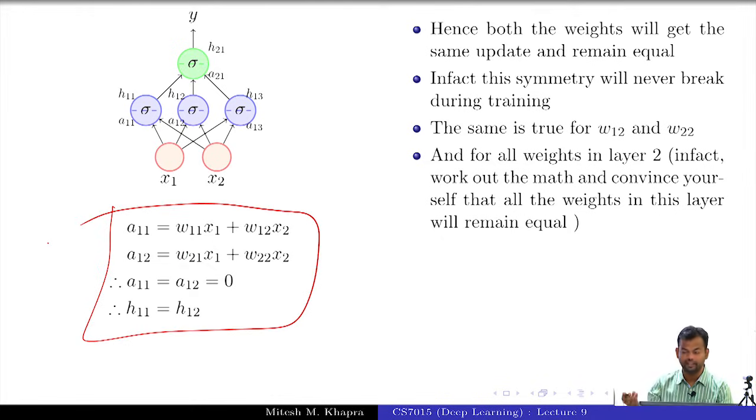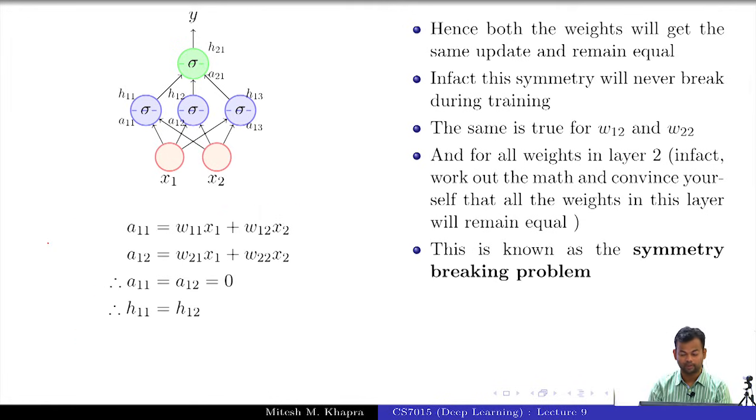And you'll see that all of them, if you initialize them to 0, are going to remain equal. Okay, this is known as the symmetry breaking problem. This is a known problem. This has existed much before 2006 and so on. If you initialize all the weights to 0, you'll have the symmetry breaking problem.